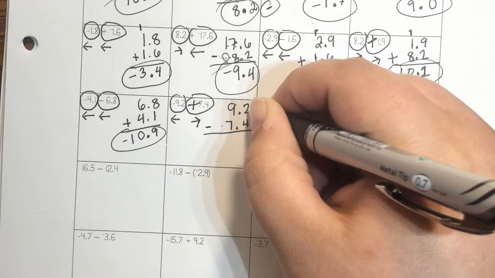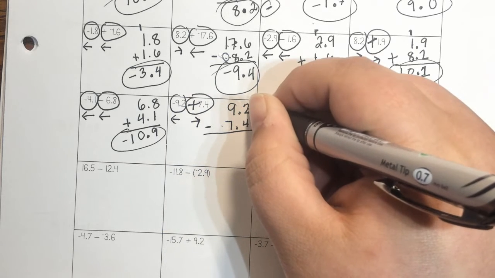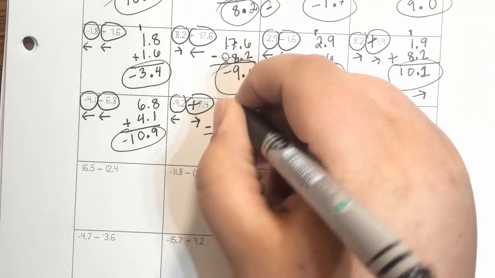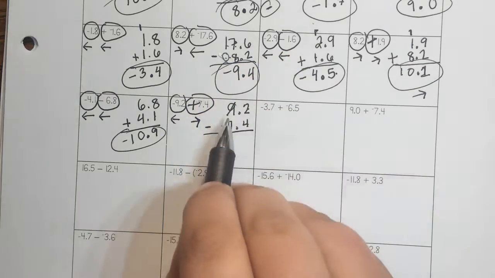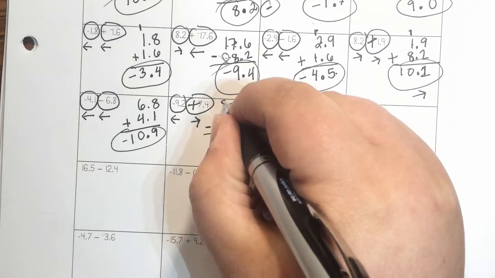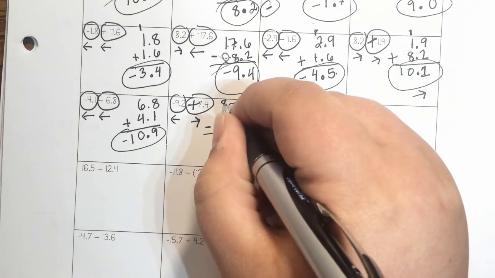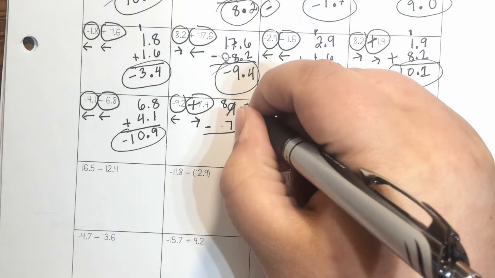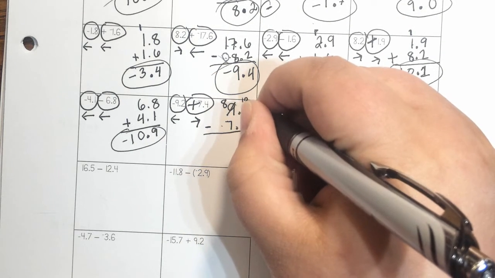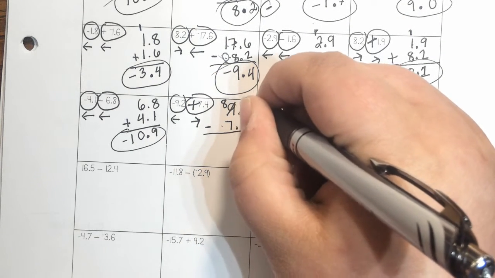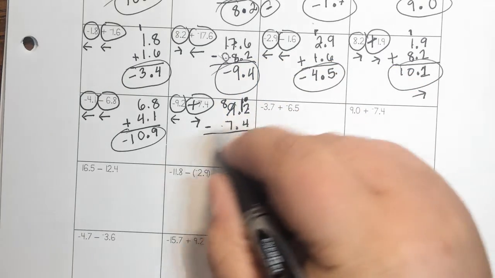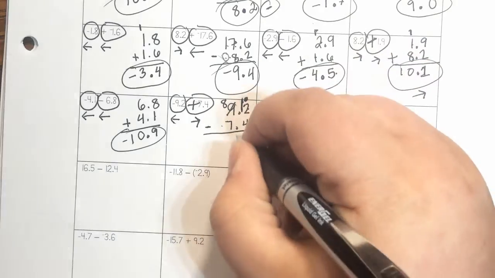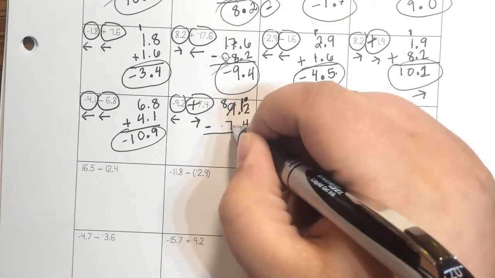I can't take 4 from 2 though. 4 is larger than 2. So I go to the next place over, and I'm going to take a whole 1. So I'm subtracting 1 from 9 to make 8. And now that 1, or 10 tenths, comes over here. 10 and 2 makes 12. So I'll have 12 minus 4, and 12 minus 4 is 8. There's the decimal, and then 8 minus 7 is 1.